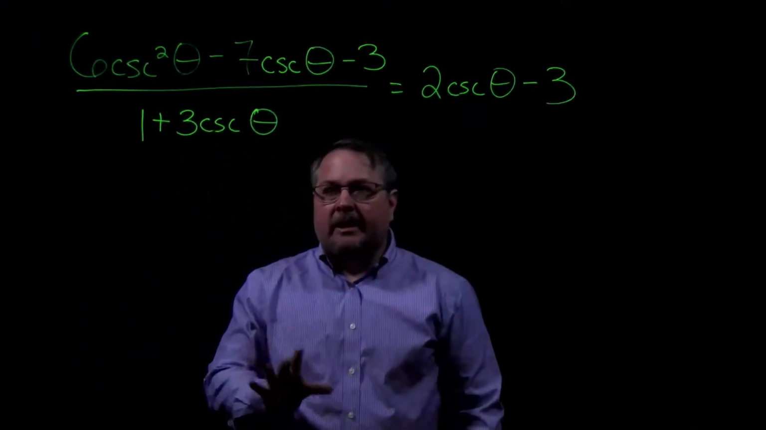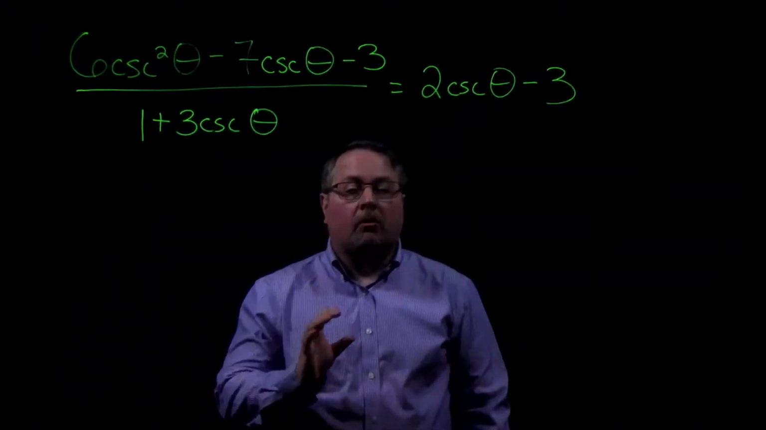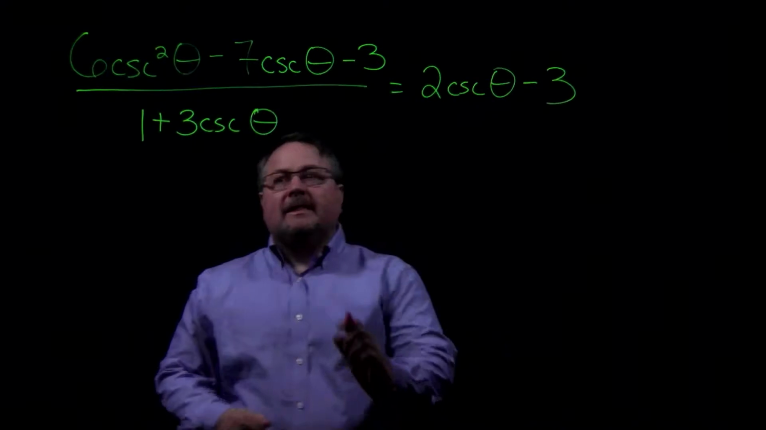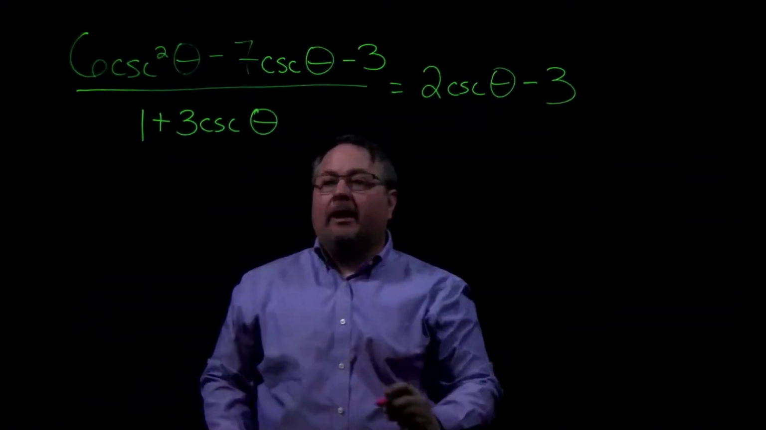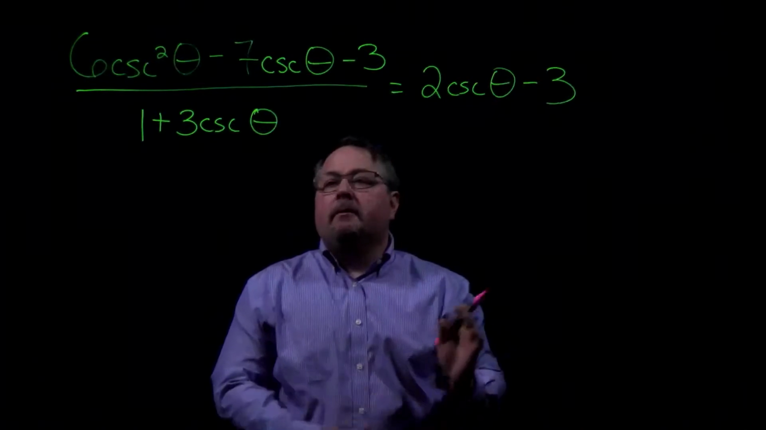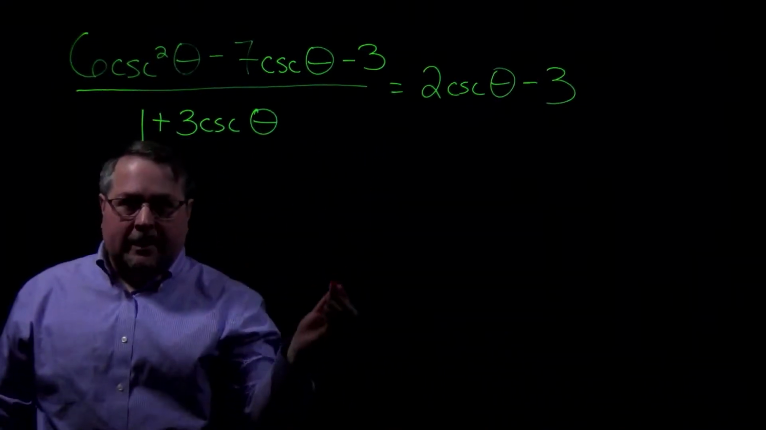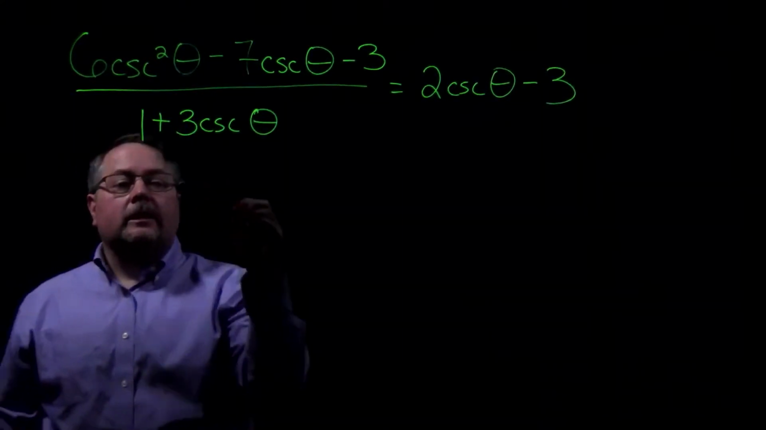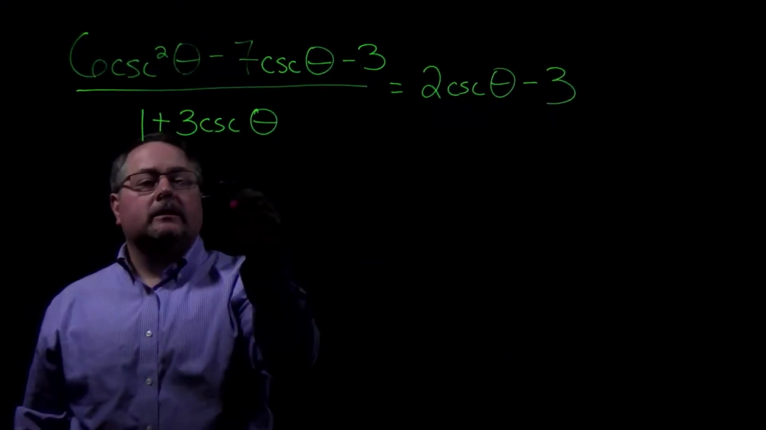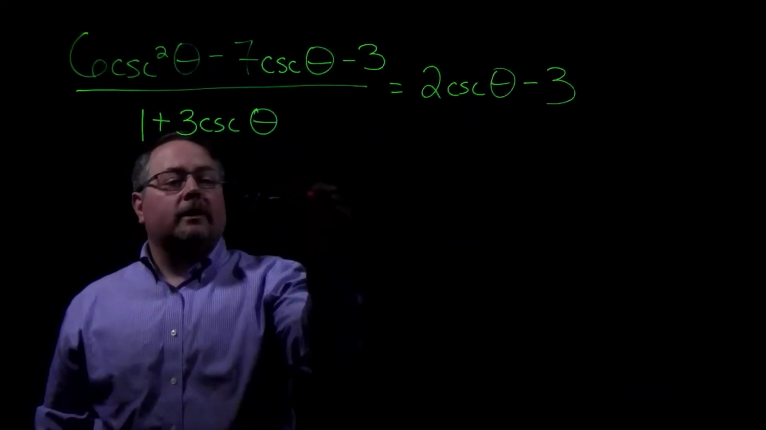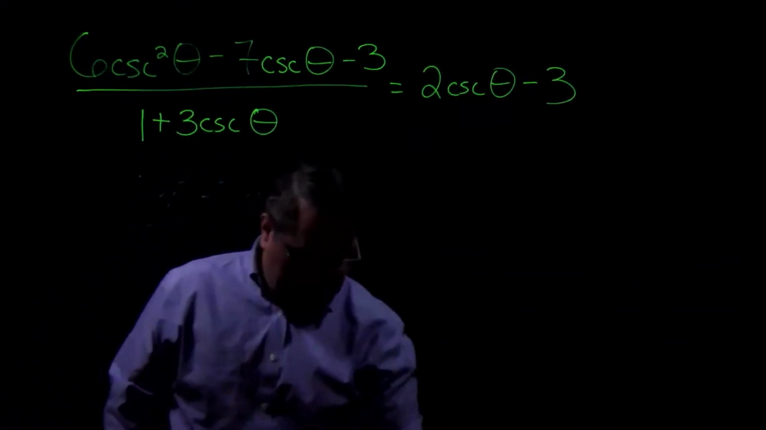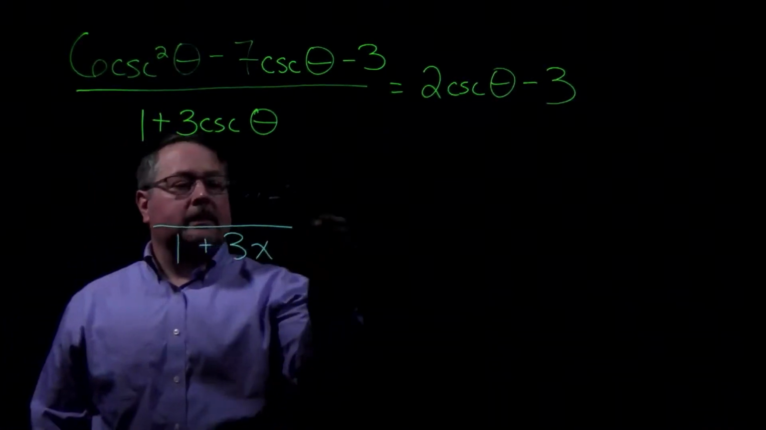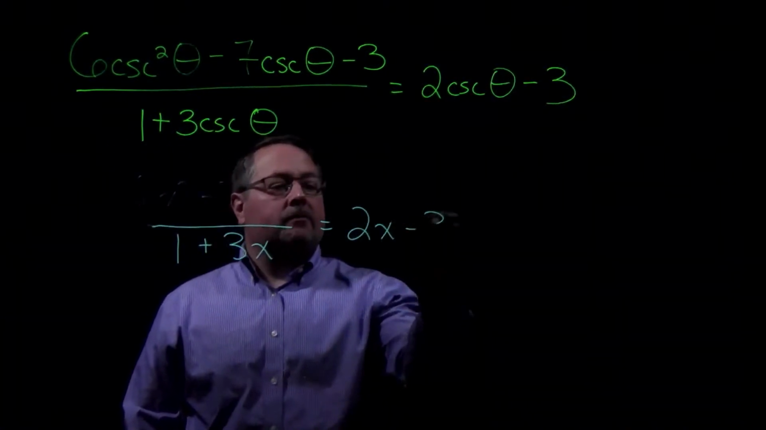So this one is kind of unique in that we're not going to use any trig identities. We're only going to use algebra techniques. So notice that the only trig expression we have in this whole identity is cosecant theta. So if we were to replace cosecant theta with something that looks a little bit more familiar from algebra class, say x, this would be the same as 6x squared minus 7x minus 3 divided by 1 plus 3x equals 2x minus 3.